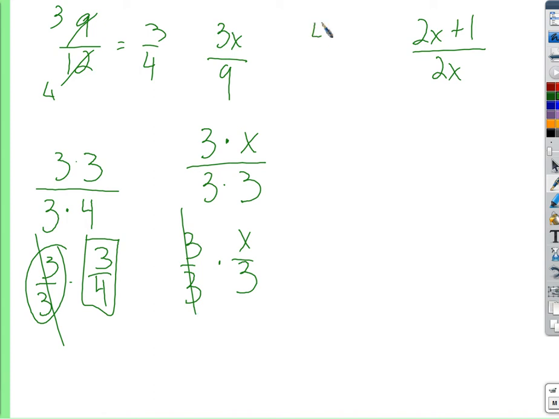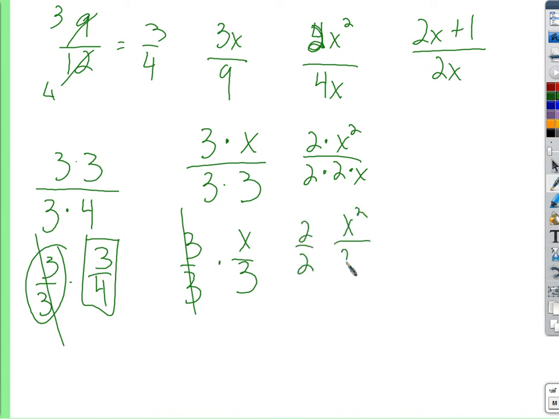How about 2x squared over 4x? Let's see if we can do this. Let's just work with the numbers first, right? Looks like maybe a common factor of 2. Make sure we have that 2 times x squared over 2 times 2 times x. So you can treat this like its own fraction. 2 over 2 times x squared over 2x. This is 1, so we're left with x squared over x. But is there more that we can do? Are there more common factors? Yes, a factor of x.